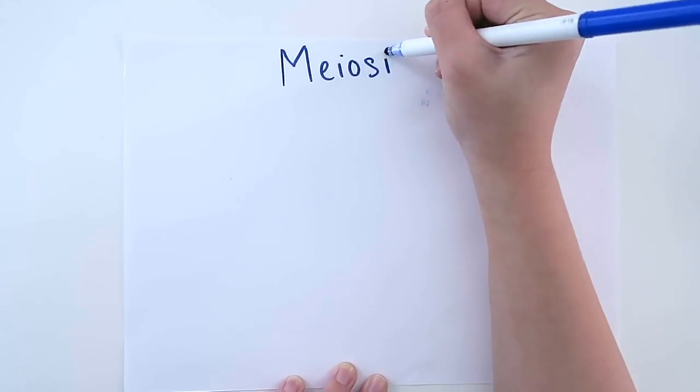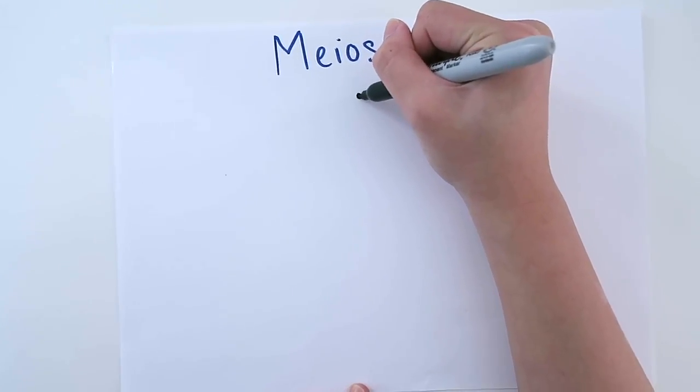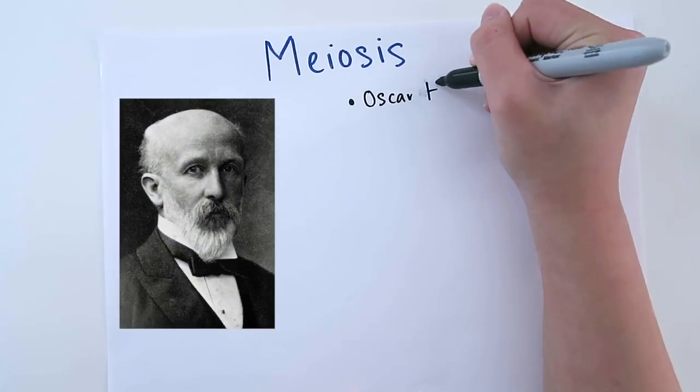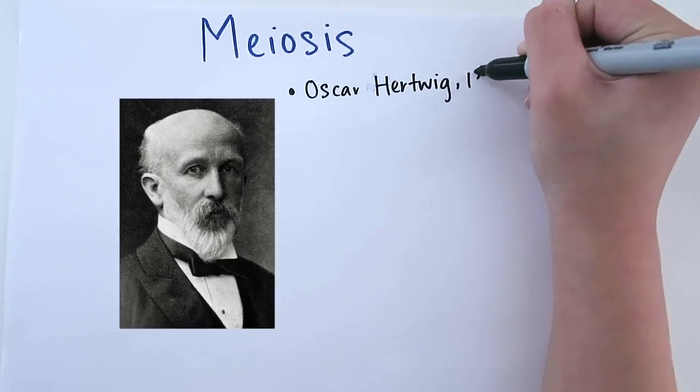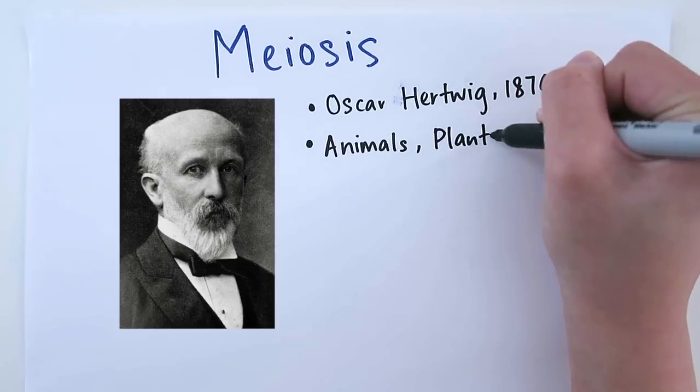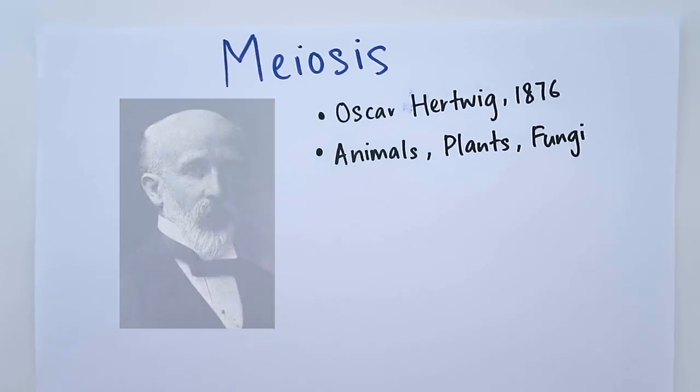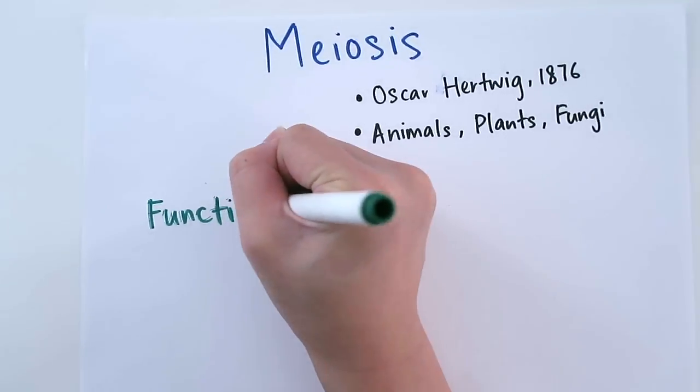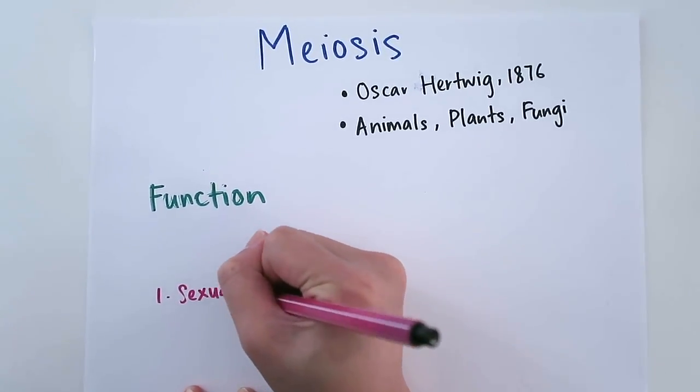Next, let's have a look into meiosis. In 1876, Oscar Hertwig discovered meiosis through his studies on sea urchin egg development. Meiosis is a process of cellular division involving the production of 4 unique daughter cells. Each consists of half the chromosome number of the parent cell.